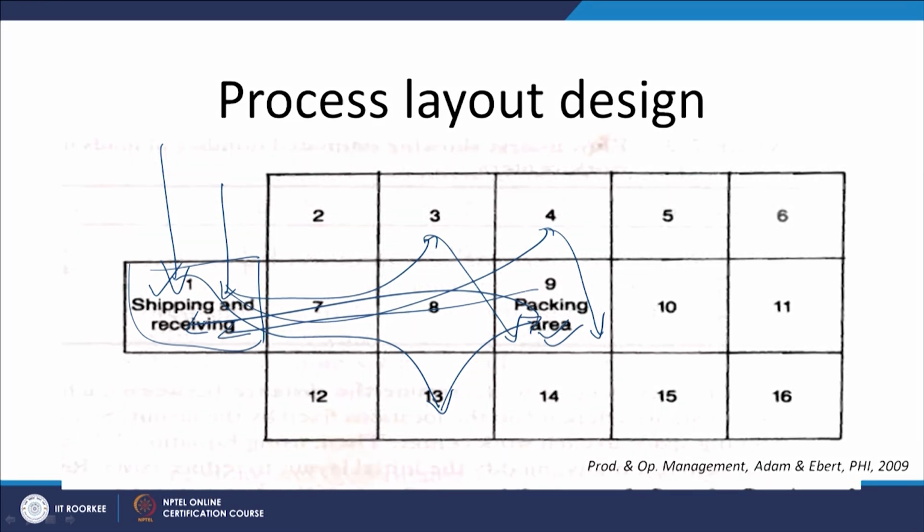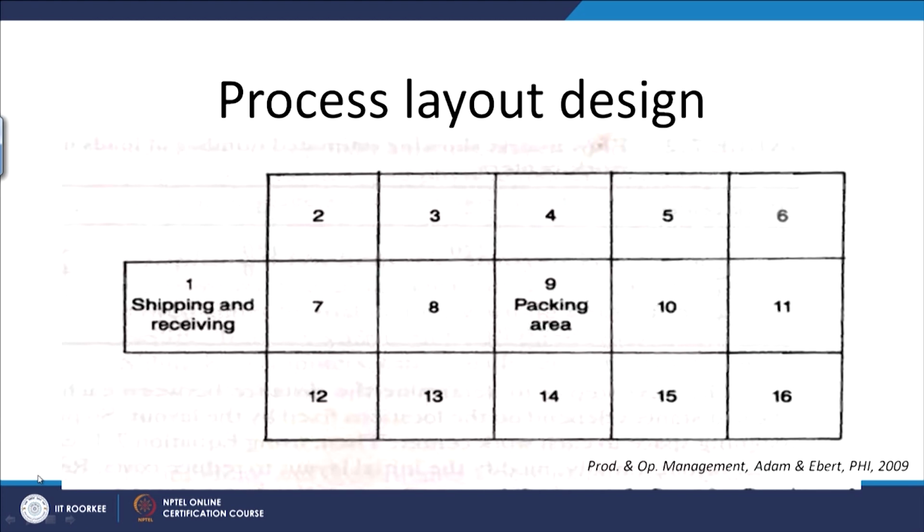So, this is the existing setup, in which say the inter center distance is equal to 1 unit. So, 1 to 2 to 3 distance is 1 unit, 2 to 4 distance is 2 units, 2 to 5 distance is 3 units, like this.